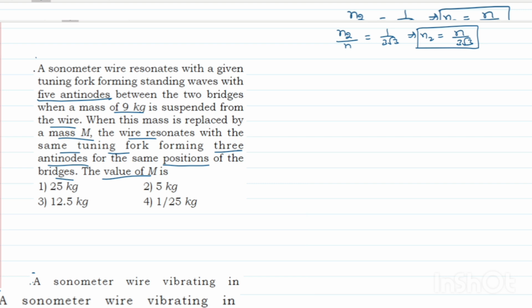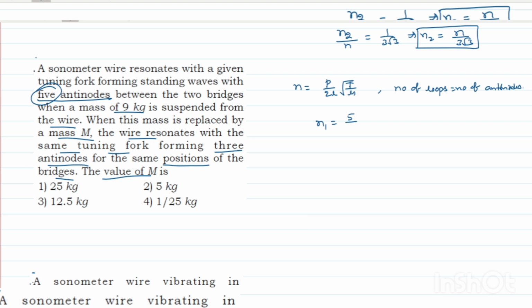So the number of segments or loops for a given frequency formula, students: N equals P by 2L into root over T by mu. P is nothing but the number of loops or segments, which is the number of antinodes. Initially, let us take N1, it is producing 5 antinodes.